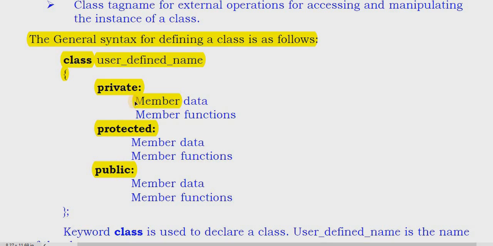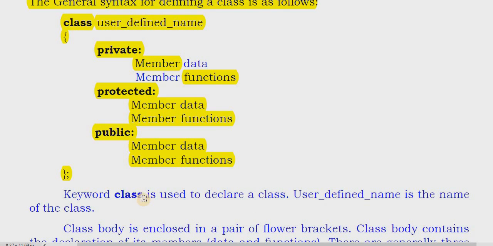So after private we can write member data and member functions, and same after protected we can also write member data and member functions, and after public we can write member data and member functions. Then after that close the flower bracket and put semicolon. So in this way you have to write the general syntax for creating a class.